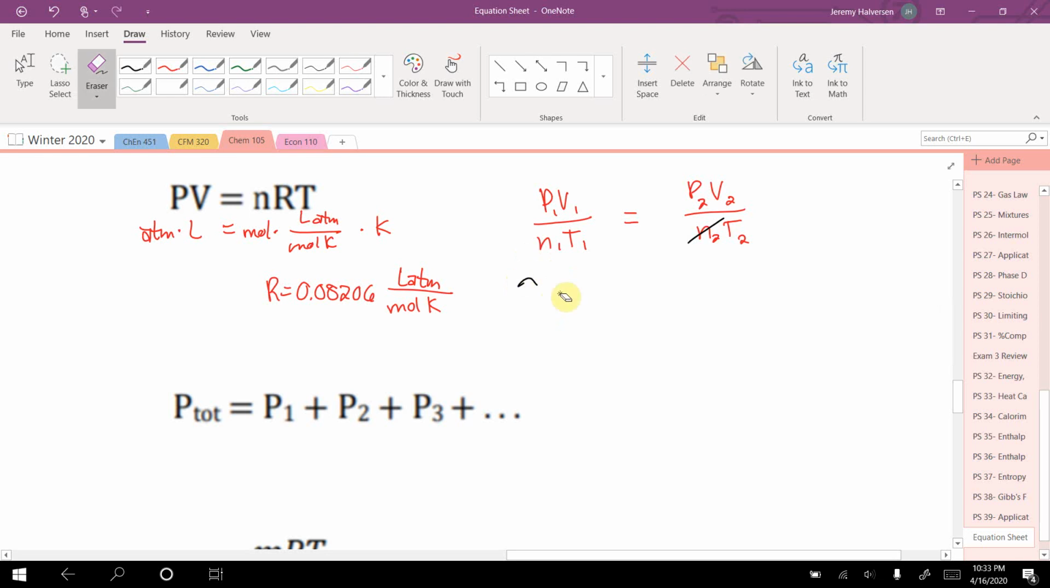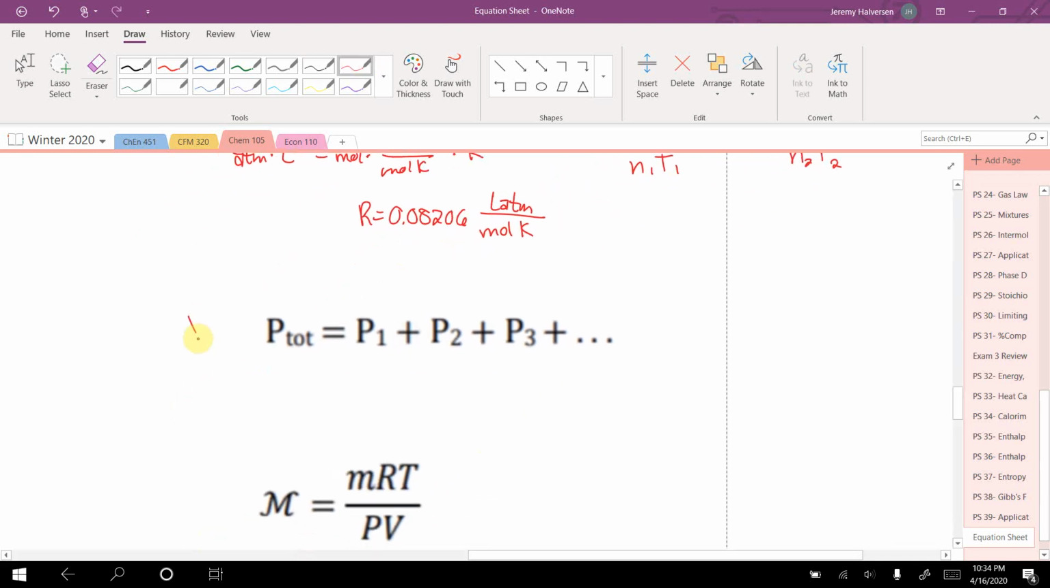One is just to find one value when they give you the other 3. The other is to treat gas in situation 1 moving to situation 2, and they say, oh, this and this and this change, what happens to this? That brings us here. This is the partial pressure.